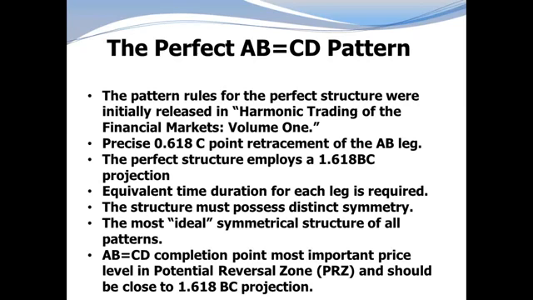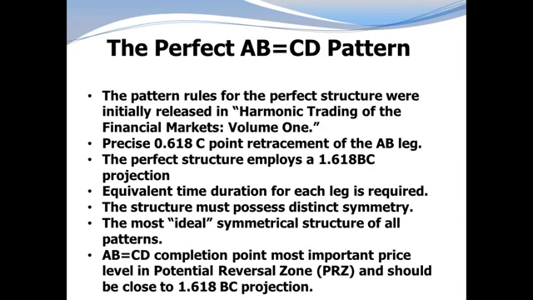The perfect AB equals CD pattern. The pattern rules for the perfect structure were initially released in Harmonic Trading of the Financial Markets Volume 1. It involves a precise 0.618 C point retracement of the AB leg. The perfect structure employs a 1.618 BC projection.